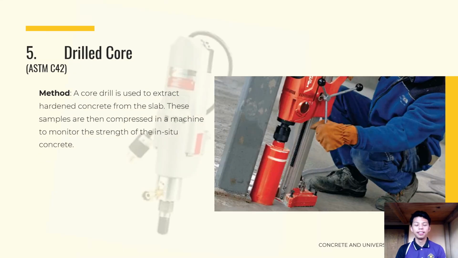Number 5. Drilled core or ASTM C42. A core drill is used to extract hardened concrete from the slab. These samples are then compressed in a machine to monitor the strength of the in-situ concrete. Dito naman, nag-extract ng concrete from slab gamit ang drill core, tapos yung sample na nakuha, dadalhin sa lab para i-compress sa machine at ma-determine ang compressive strength.